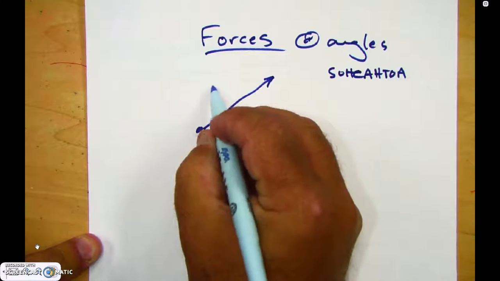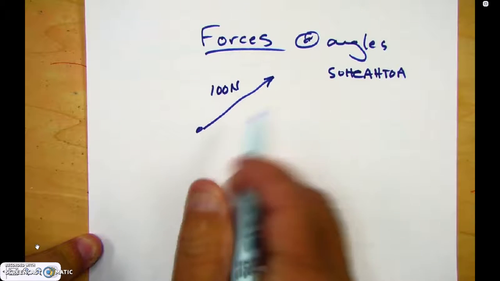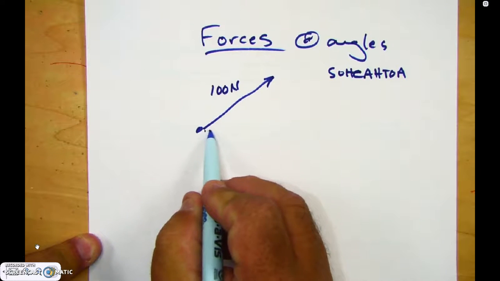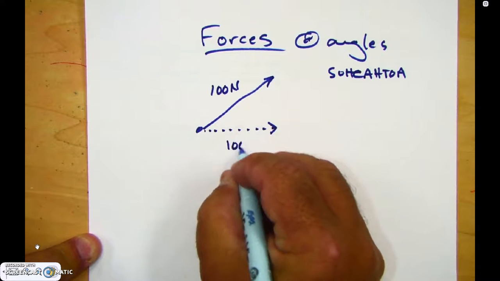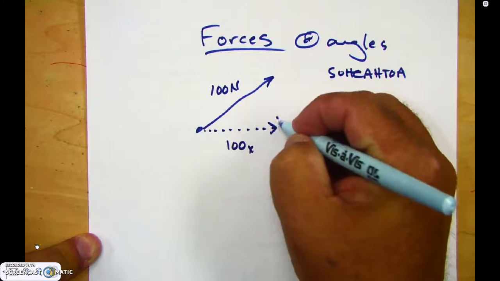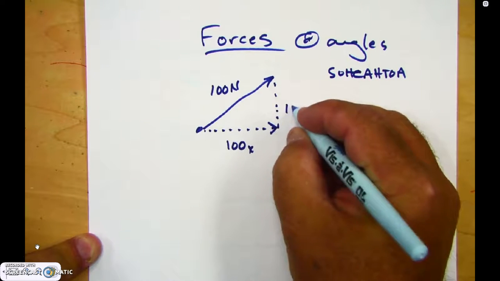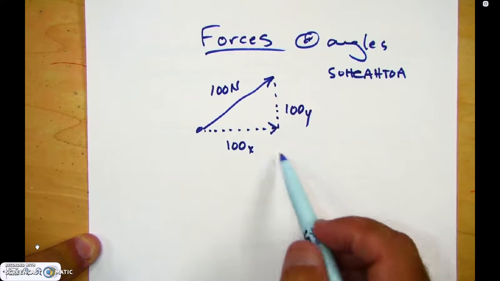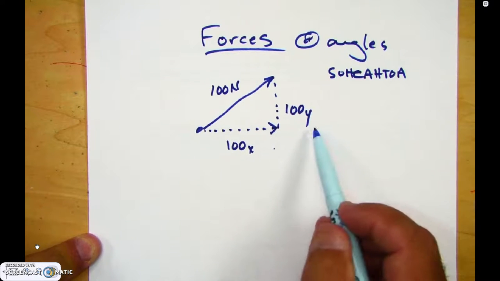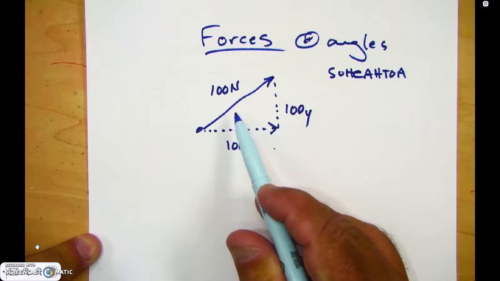So if I say this is 100 newtons, I need to resolve it into its x part and its y part. This is 100x. That's 100y. And Pythagoras' theorem still works. 100x squared plus 100y squared is equal to 100 squared.